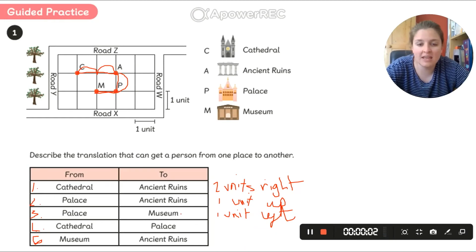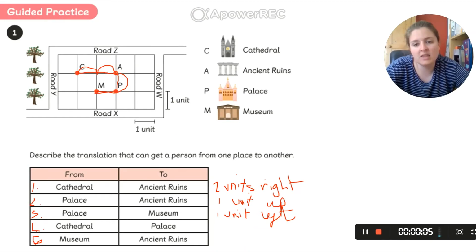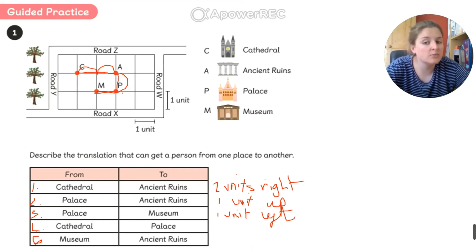Okay, and now I'm going from the cathedral to the palace. So, I can make a decision. I could either go this way or I could go this way. It doesn't really matter. I think I'm going to go this way. So it's 1, I've got to get 1 unit down. So it's 1 unit. I'm just going to put U for unit, otherwise I'll be writing here for ages. And it is 1 unit down. Just doing a bit of shorthand there, it's going down.